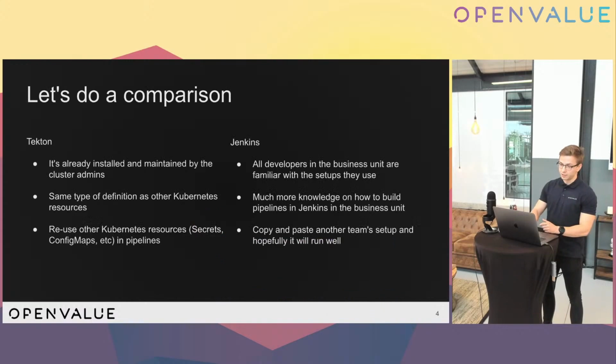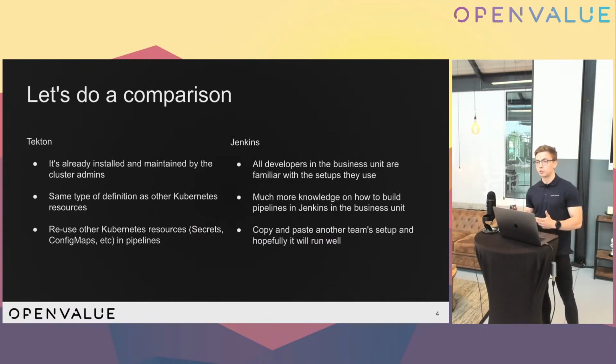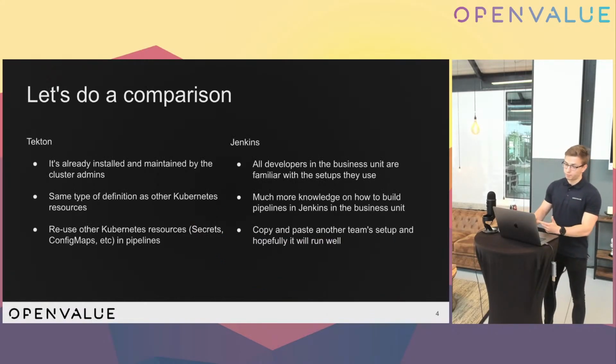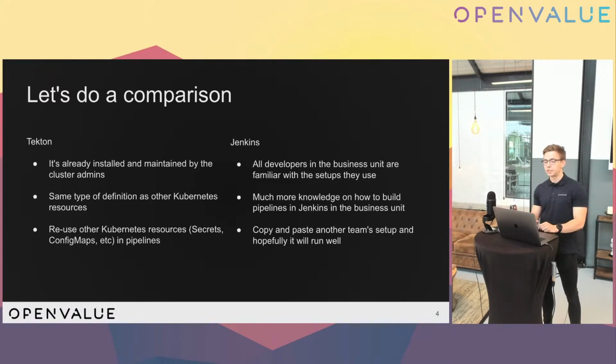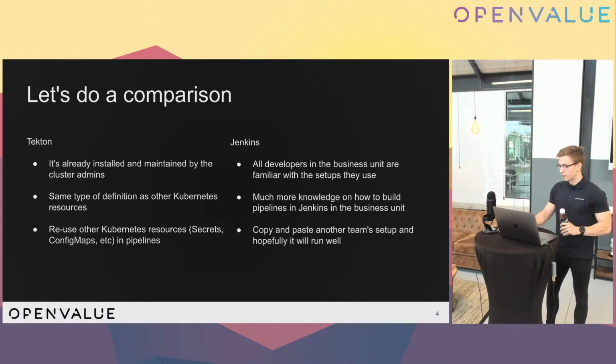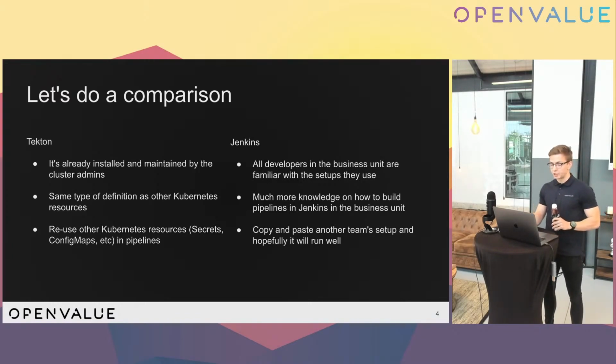So looking at a comparison between Tekton and Jenkins, like I said, we had almost no maintenance because Tekton was already there, and the cluster administrators were pretty much maintaining it. So if there was a new version of OpenShift, they were also installing a new version of Tekton. So there was no issue there.